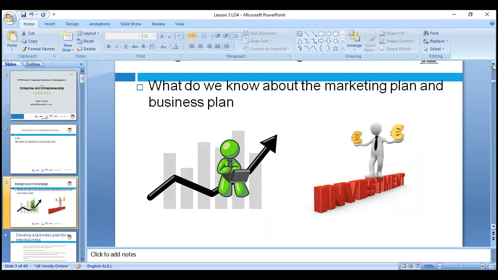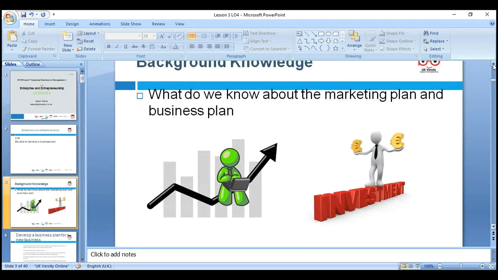We'll start. What do we know about the marketing plan and the business plan? What is the key difference between them? Any thoughts? The business plan is to plan the business, and the marketing plan is to plan the marketing element of the business.